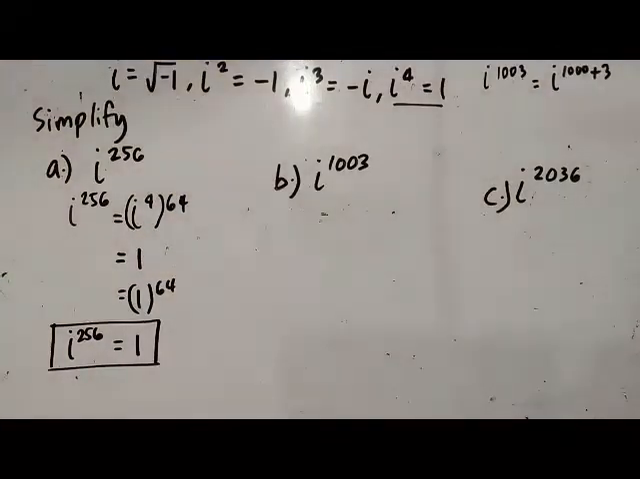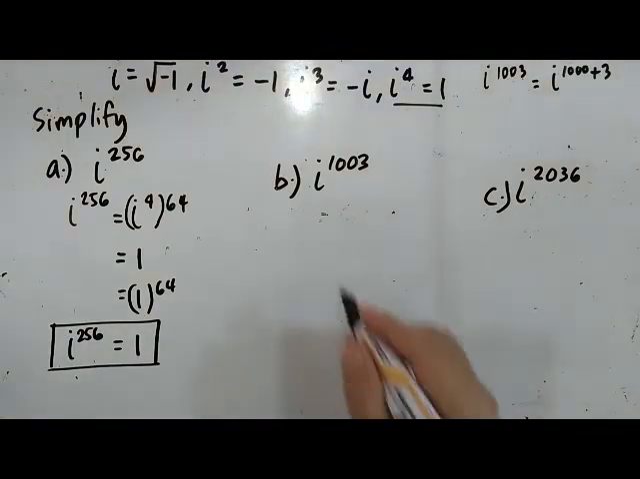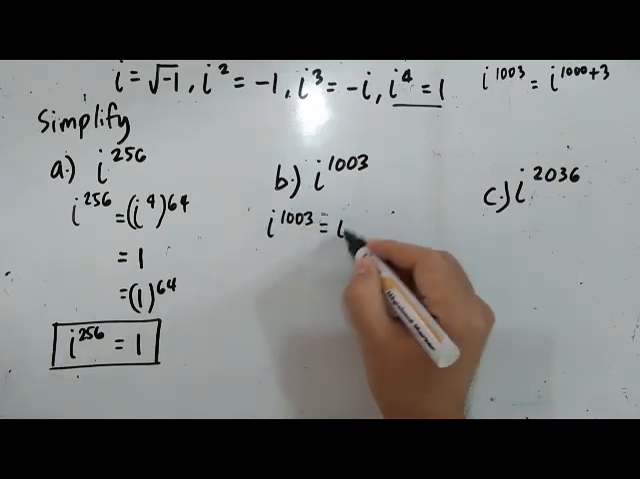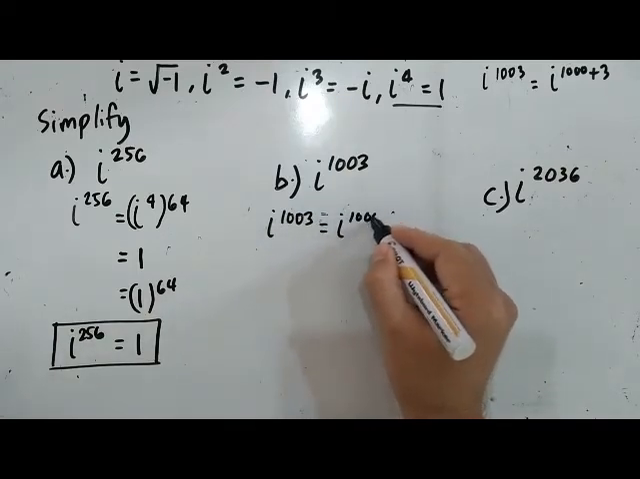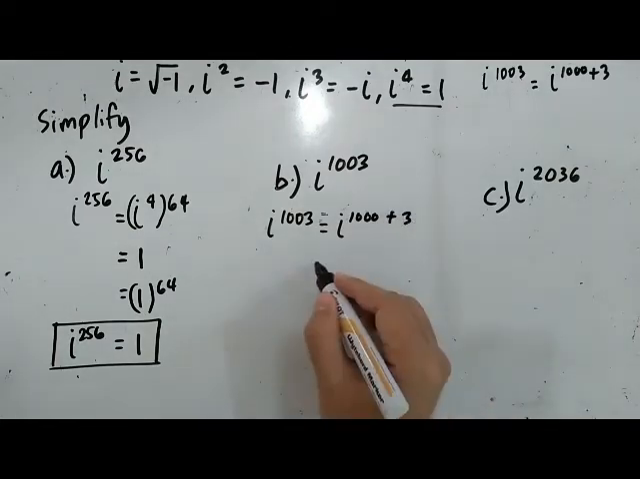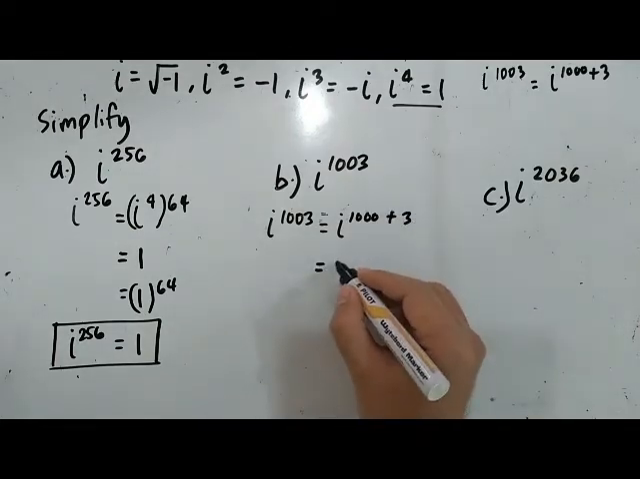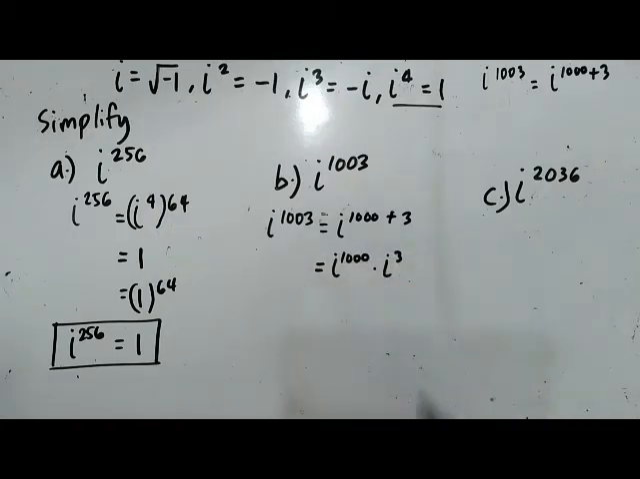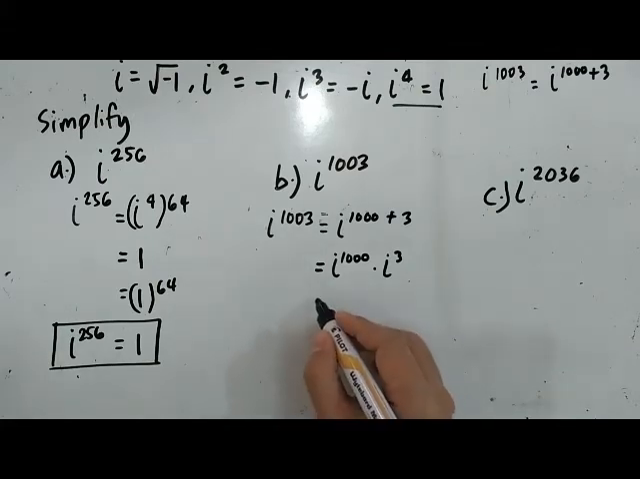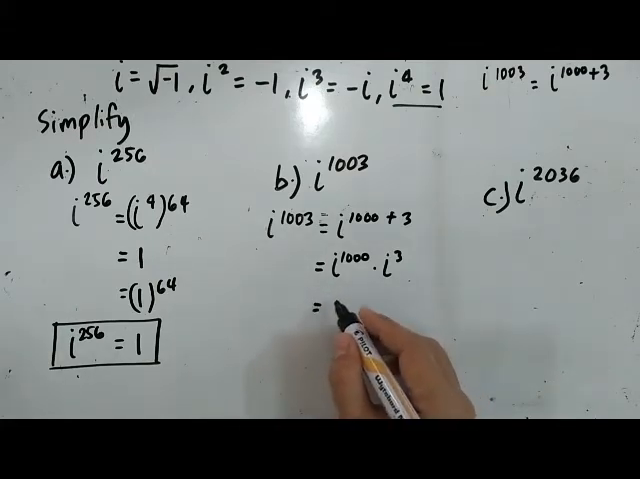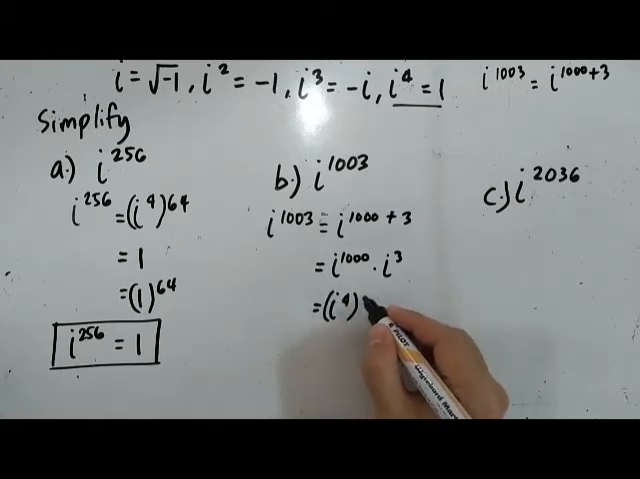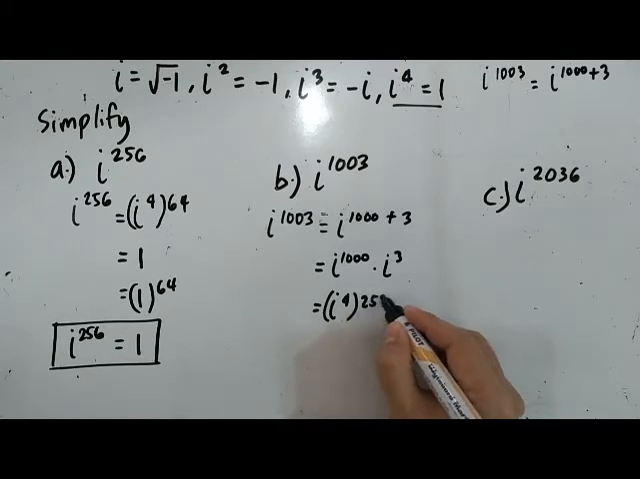1,000 plus 3. So, that is I to 1,003 is equal to I raised to 1,000 plus 3. Using the law of exponents, ang guaya is I to the power of 1,000 times I to the power of 3. Now, I to the power of 1,000 is I to the power of 4 times ang 4 times 250, di ba? Times I to the power of 3.